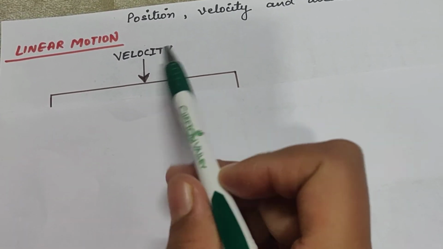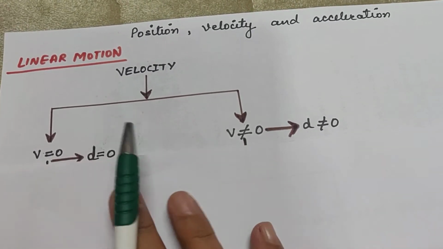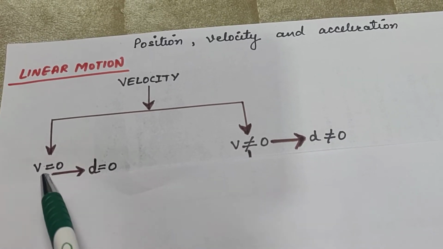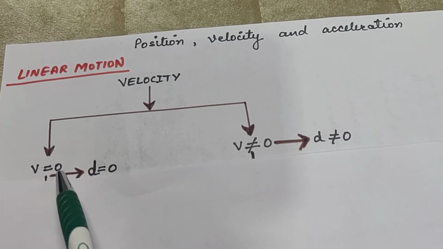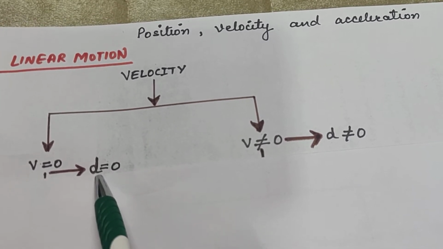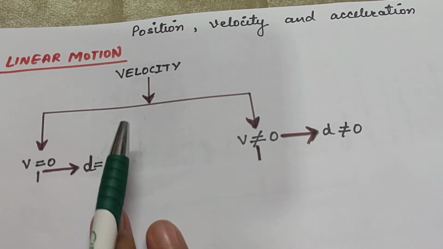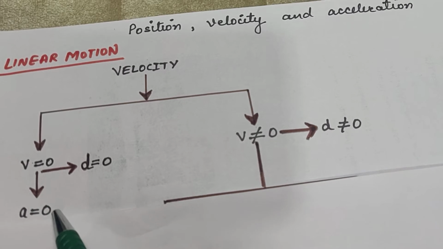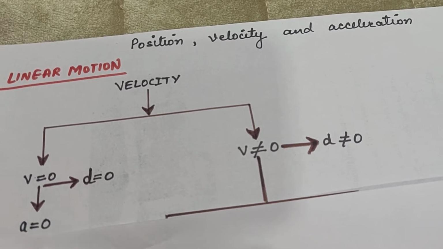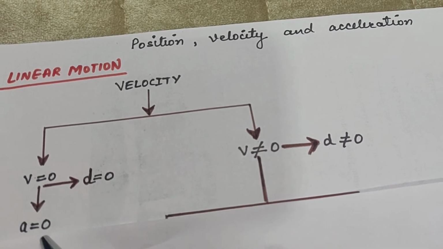Next I have considered two cases of velocity, where velocity equals 0. What does this mean? This means the object is not moving. When the object is not moving, with time there will be no distance covered. The object is at the same place. And when velocity equals 0, acceleration is also 0. It makes sense. So this is the simplest case, when the object is not moving, for which distance, velocity and acceleration are all equal to 0.